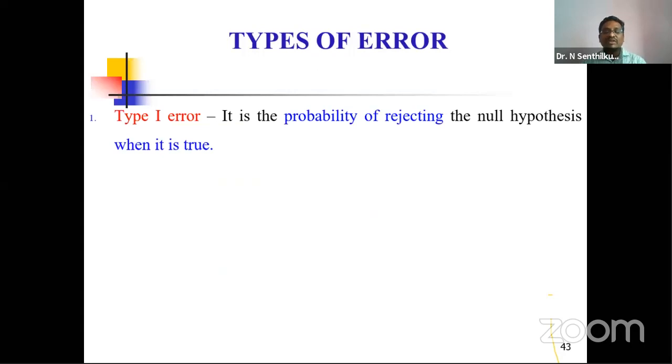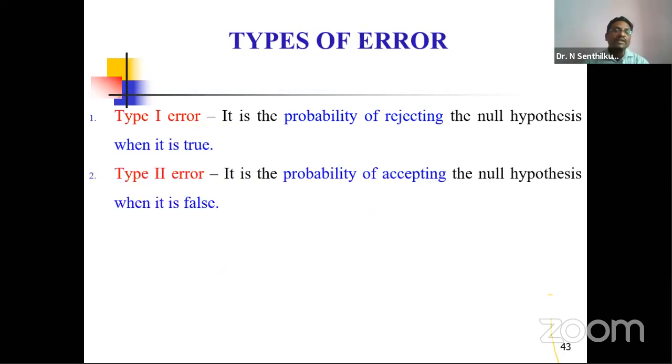So there are two types of errors. One is type 1 error and the other one is type 2 error. So type 1 error is the probability of rejecting the null hypothesis when it is true. So the null hypothesis I am going to reject because of this sampling error, even though it is right. That is type 1. Type 2 is accepting the null hypothesis when it is false.